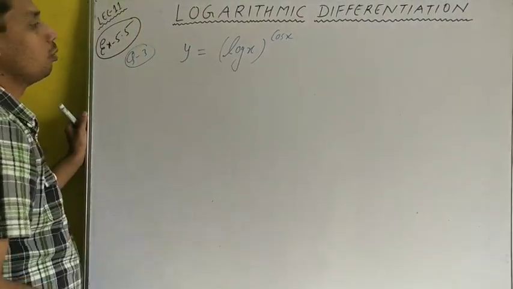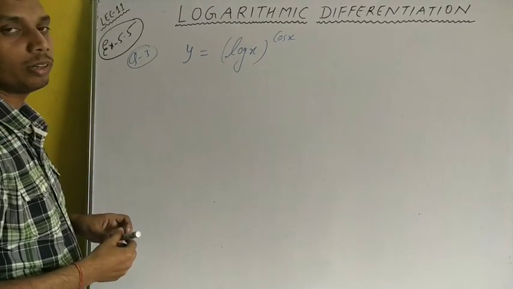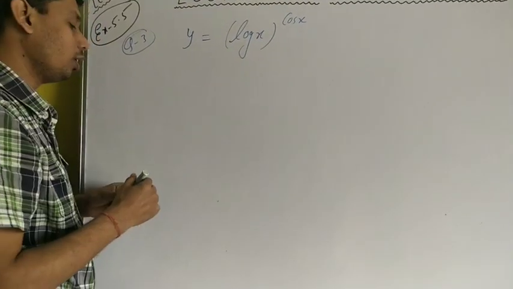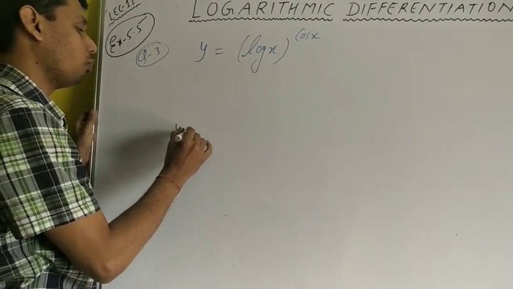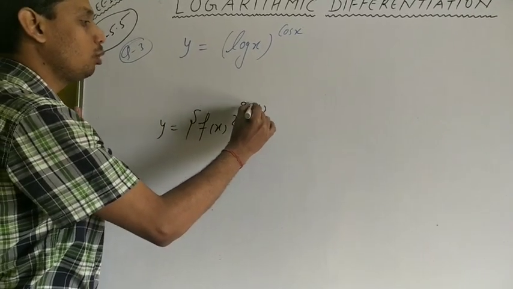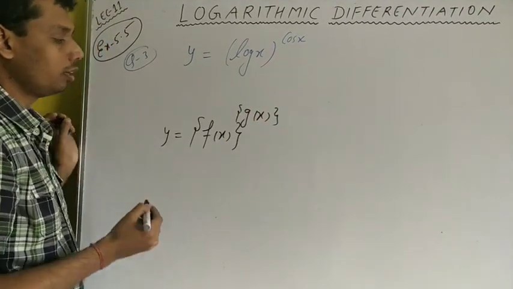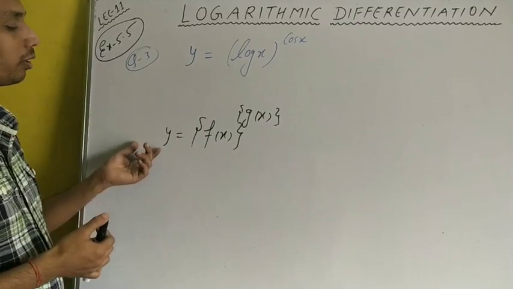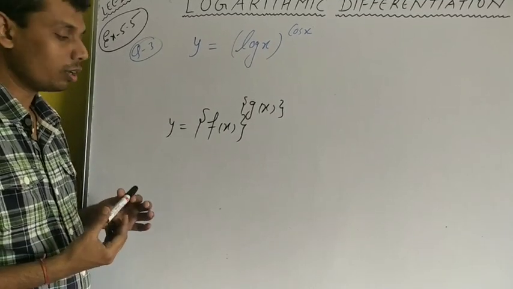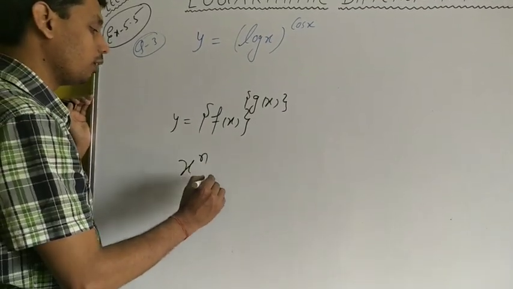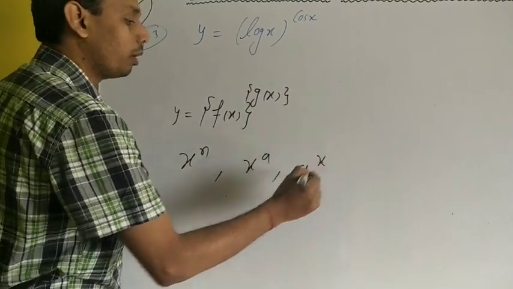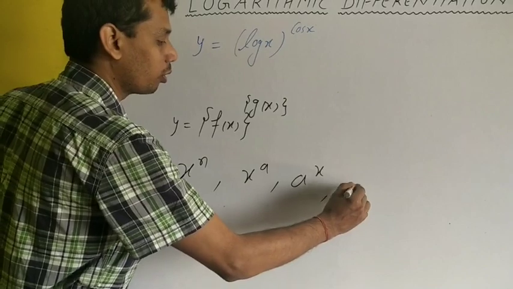Now see this, y is equal to (log x) to the power cos x. This is a logarithmic function, this is a cosine function. Now see, whenever y is expressed in this form, f(x) to the power g(x), that is function to the power function, we proceed by taking log. We have the formula of x to the power n, x to the power a, and a to the power x. But we don't have any formula for x to the power x.